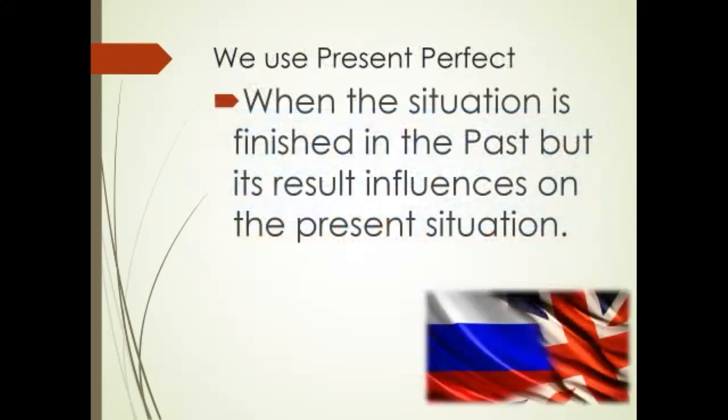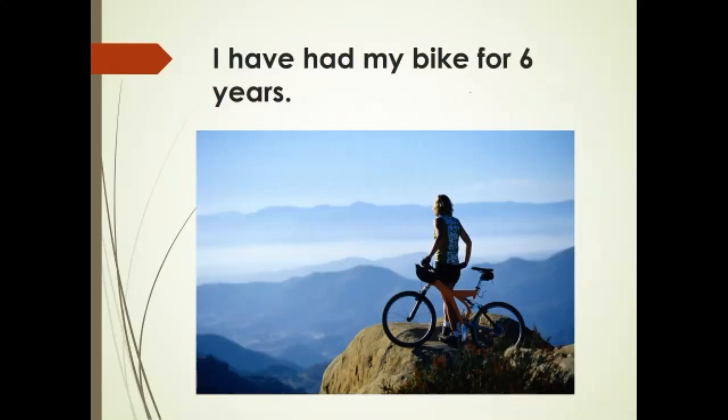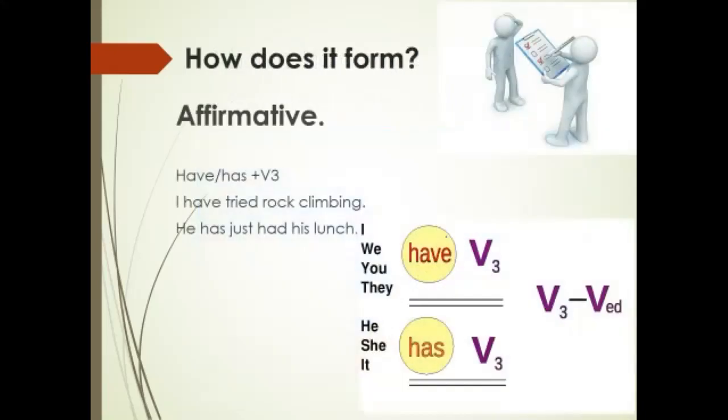And we use present perfect when the situation is finished in the past, but its result influences the present situation. I have had my bike for 6 years. So how does it form? Let's look at the scheme.